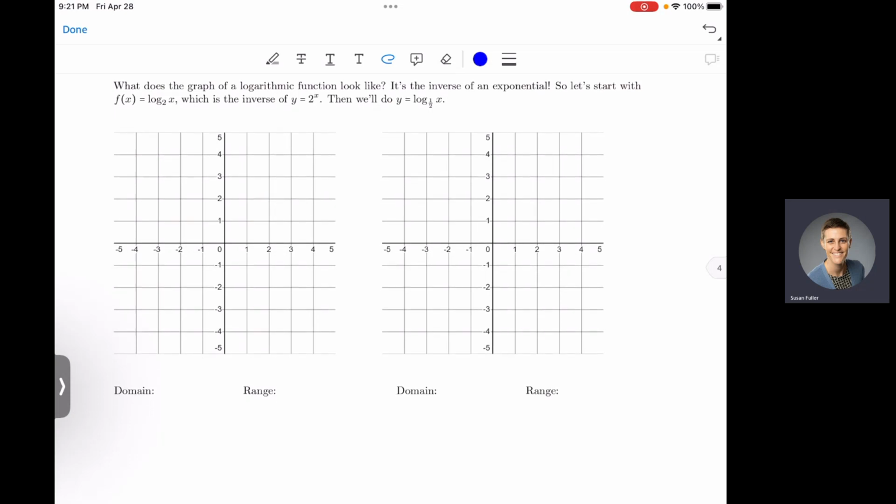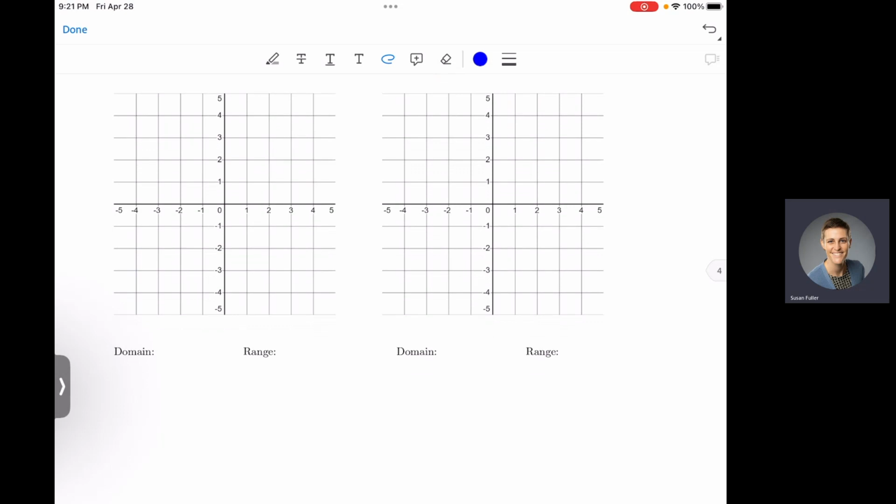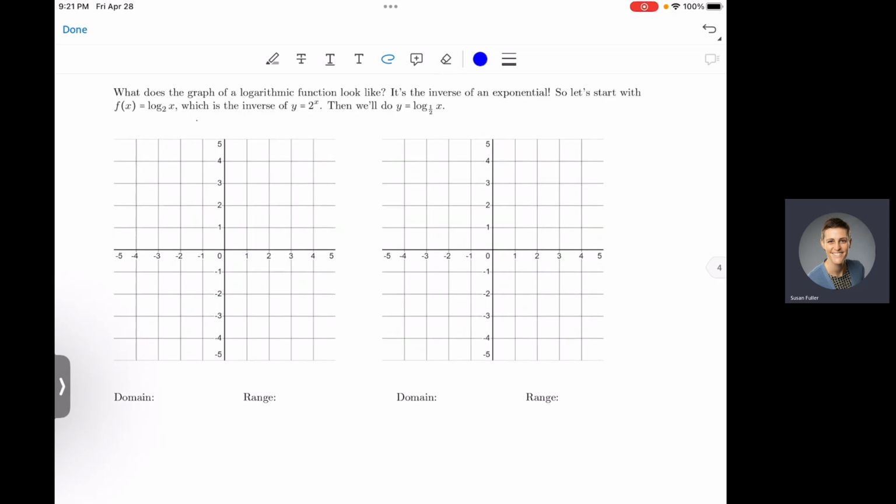Okay, so what does the graph of a logarithmic function look like? Here I mentioned that it's the inverse of an exponential, but we didn't really spend much time on exponential graphs as well. So we're just going to go ahead and start graphing these. This one here is going to be y equals log base 2 of x. That's the one that we're going to graph here.